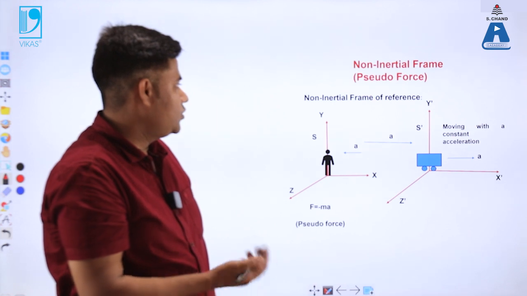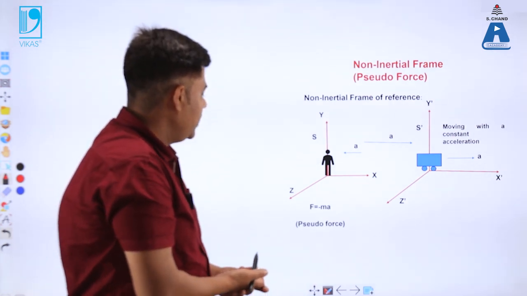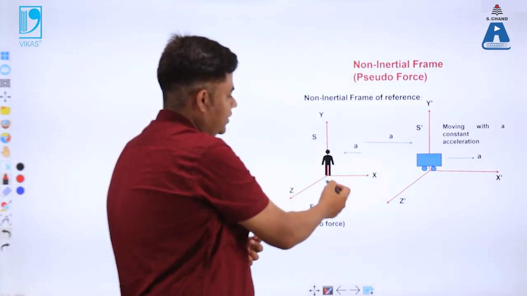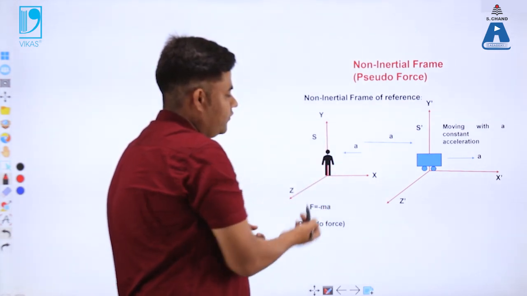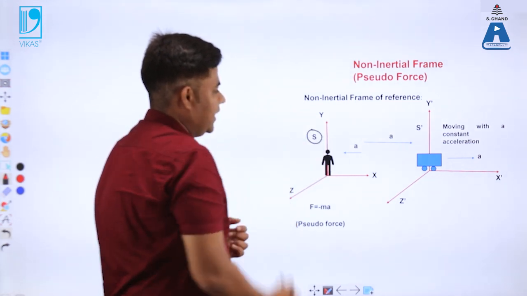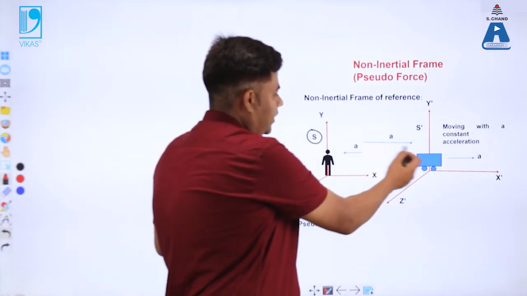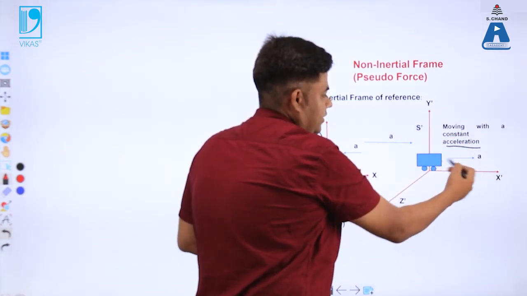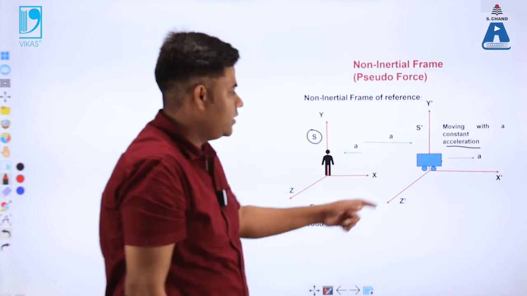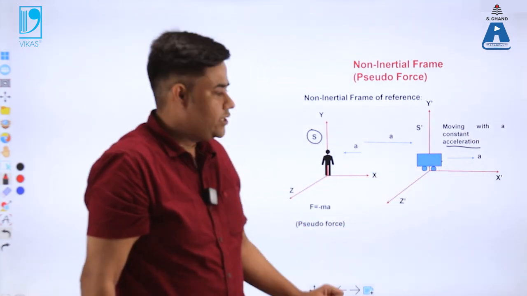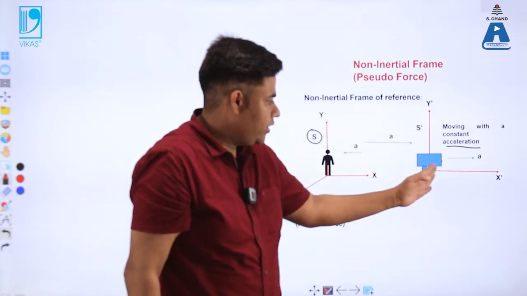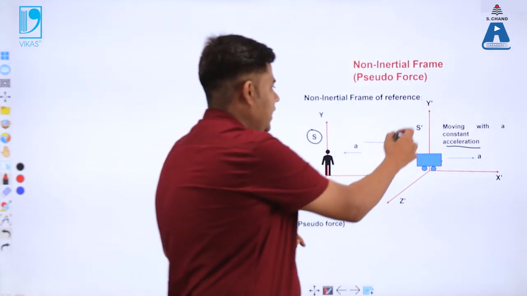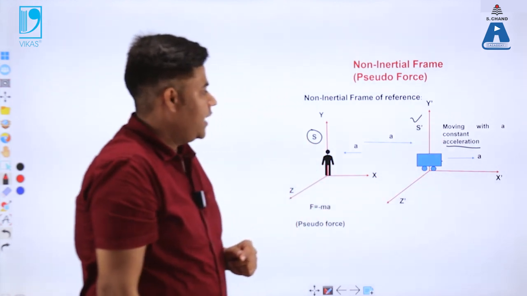Now, what does this pseudo force exactly mean? Let's say we consider the same situation in which the man is standing in a particular frame of reference. Let's say the frame of reference is S. And the car is moving with respect to this man with a constant acceleration. As I have demonstrated in the diagram, the car is placed in a particular frame of reference, X dash, Y dash and Z dash, and I name this frame of reference S dash.